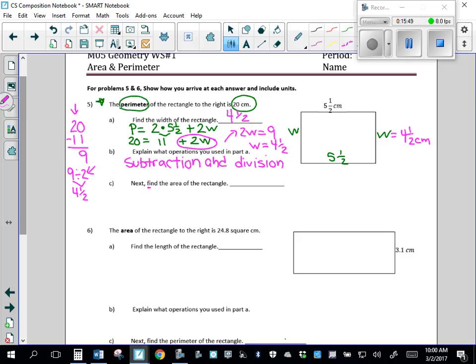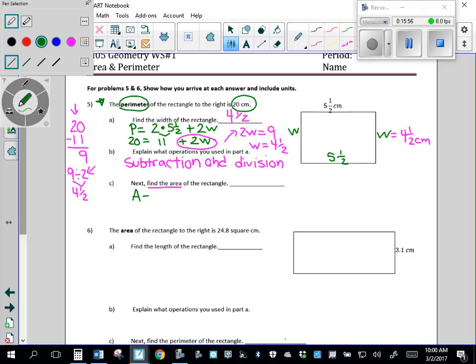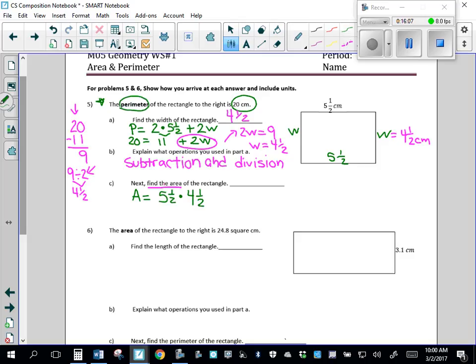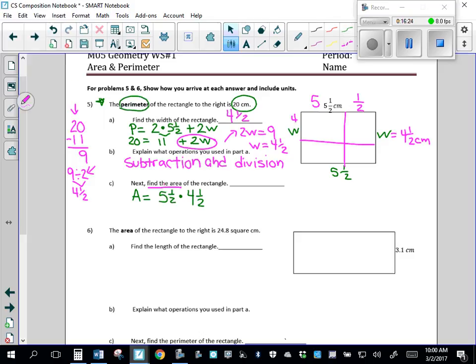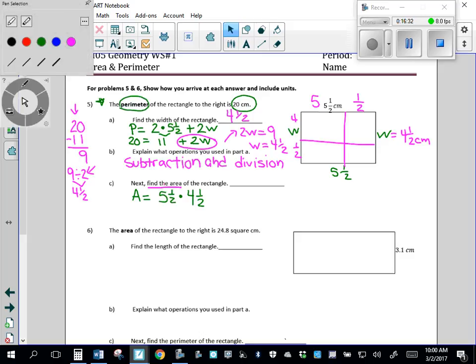So next, find the area of the rectangle. So my area is going to be 5.5 times 4.5. So I'm going to just use my picture over here and the area model, because that was a good way for me to do fraction multiplication. That's why we practiced it so much. And I think what I'm going to do, just to keep this sort of separate, is draw a line here so you don't mix those numbers up.